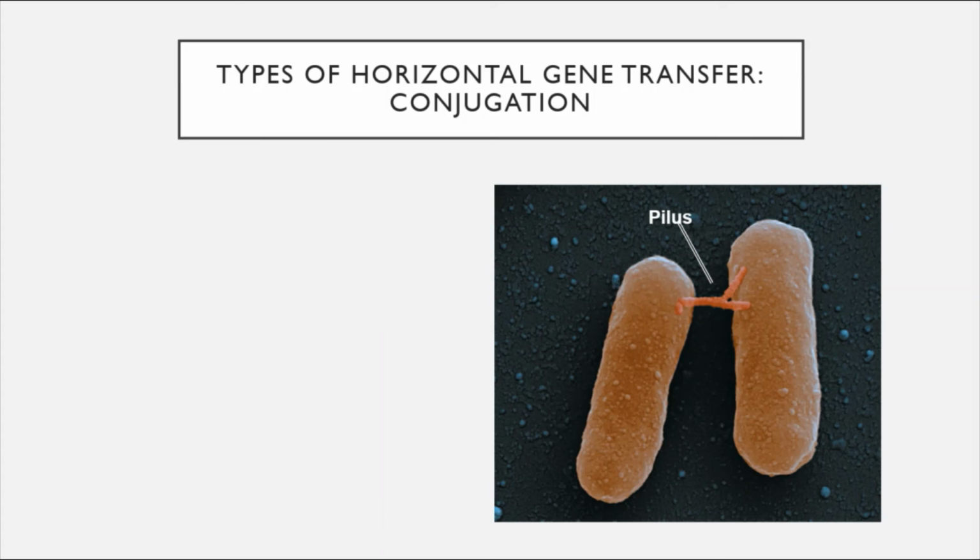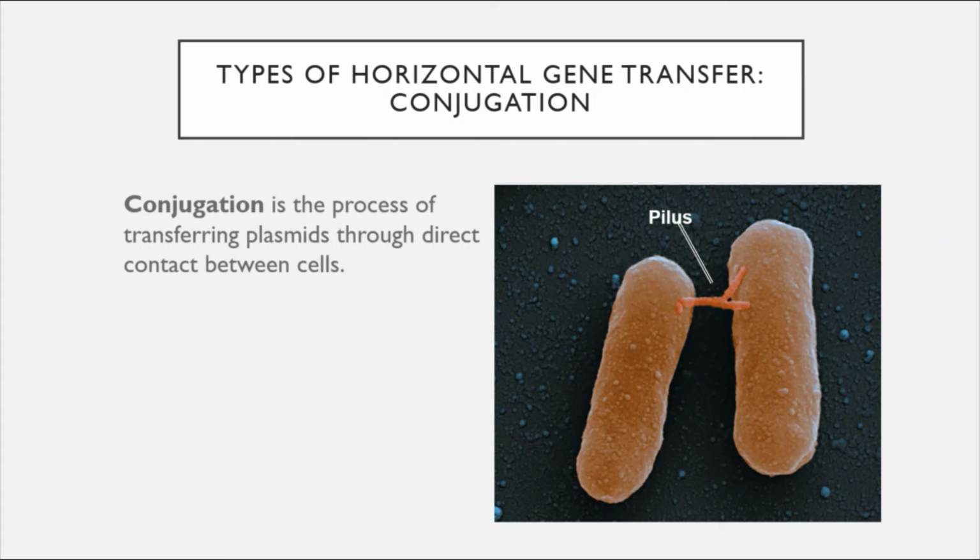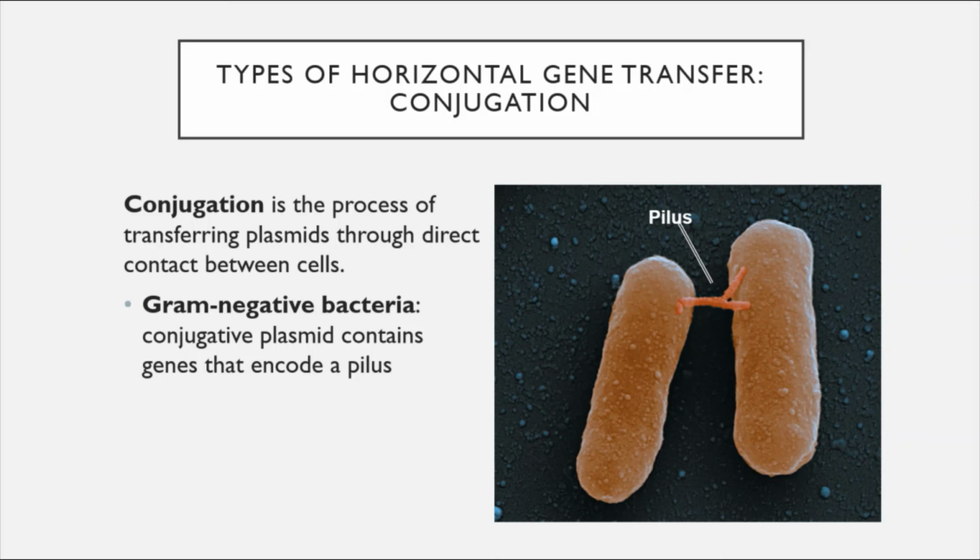Conjugation is something that we've talked about before. It's the process of transferring plasmids through direct contact between cells. When we're talking about a gram-negative species of bacteria, conjugation takes place through a pilus. There are special conjugative plasmids that encode the genes which give a bacterium the ability to create a pilus and then transfer that plasmid through the pilus to another bacterium.